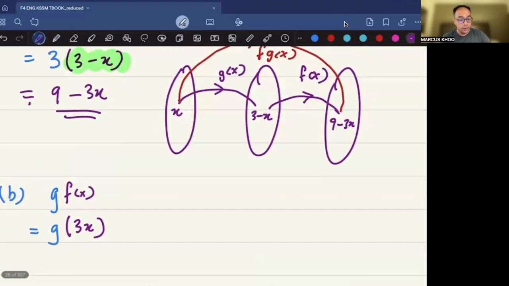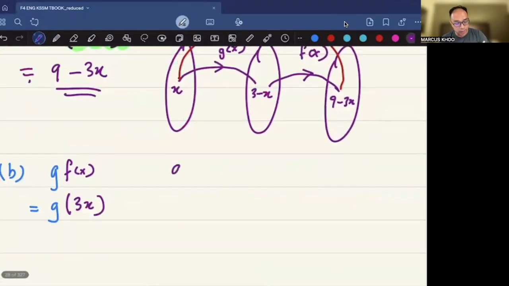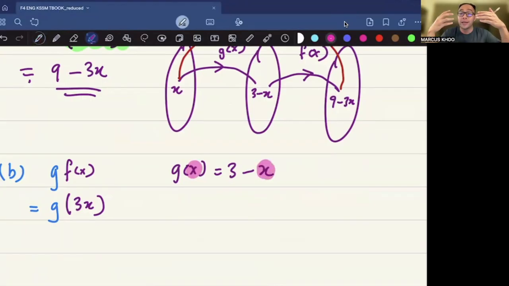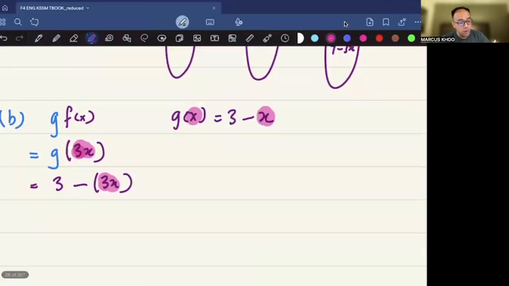Let me compare this. g(x), as he said earlier, equals 3 minus x. If this is the object, but now we have a new object, our object is 3x. So when we write it, it will be 3 minus 3x. You see what I'm doing there? I'm substituting the new object into where the object is supposed to be. Therefore, I will get this answer, 3 minus 3x.